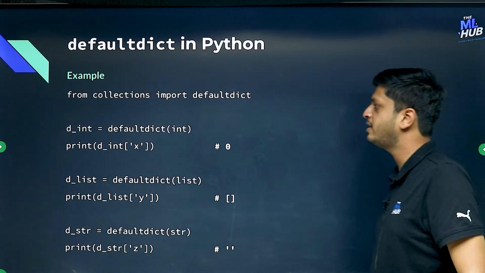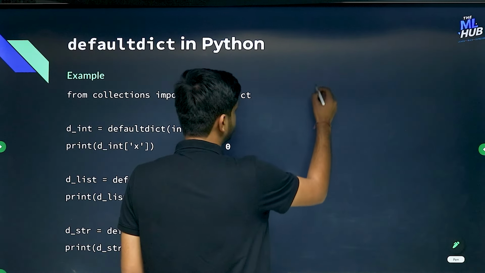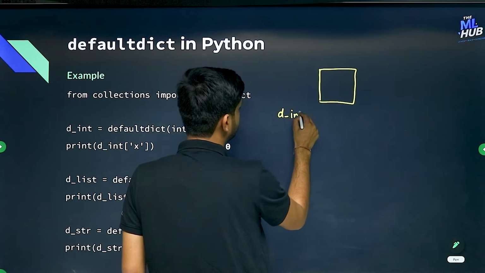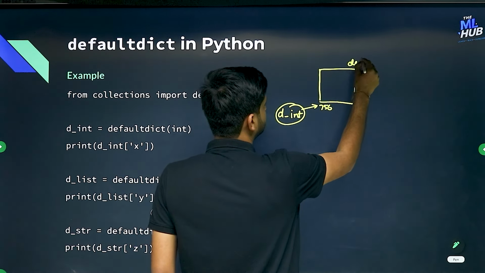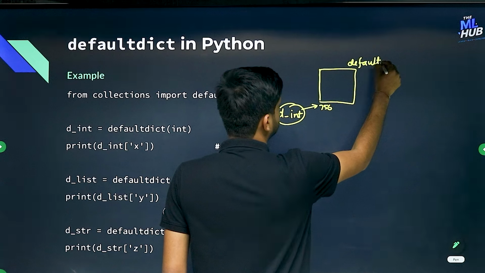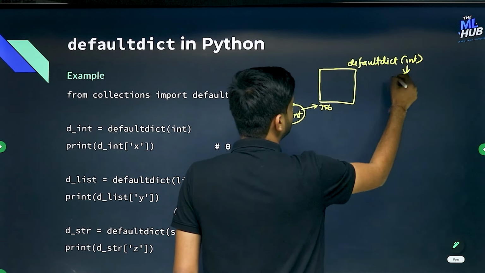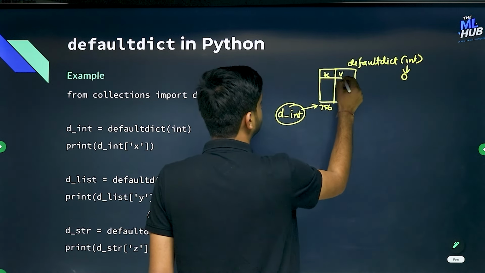So let us see an example. Here we are saying dint is default dict of type int, which means dint is a variable that is pointing in memory to a default dict of type integer, which means the default value will be 0 if the key is not present. It will never give you a key error.